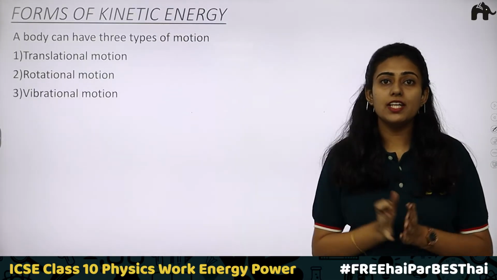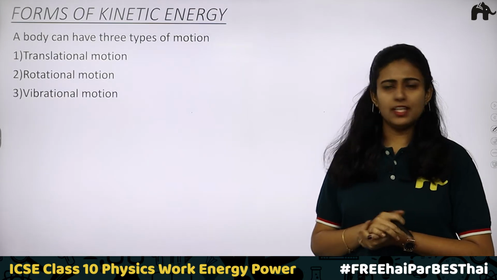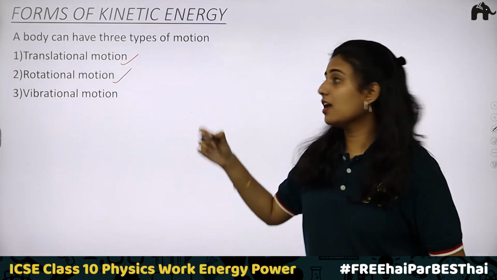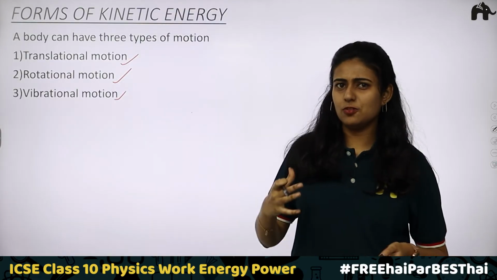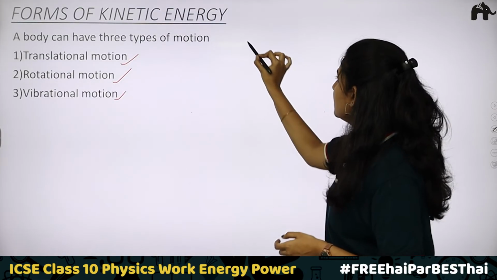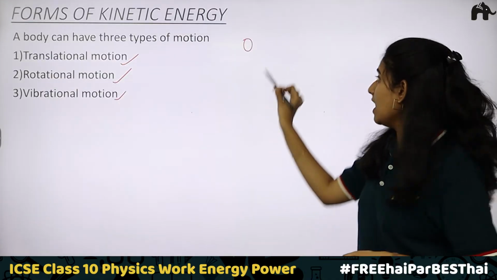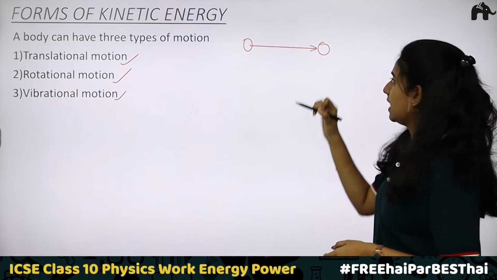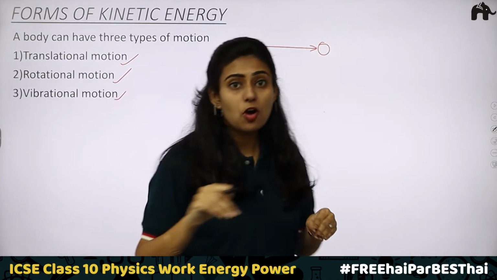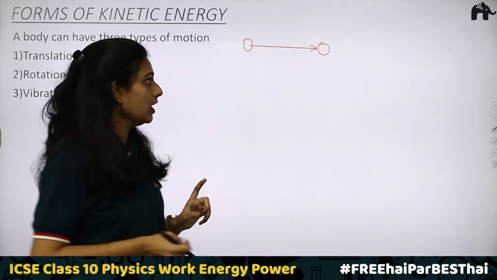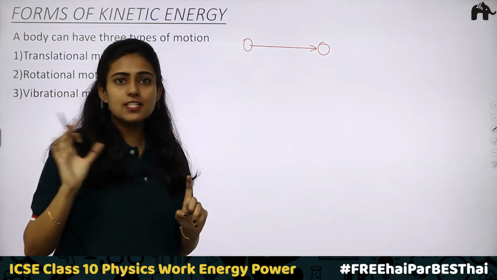We know that a body can move in different ways. There can be translational motion, rotational motion or vibrational motion. What is translational motion? For example, a car is moving along a straight road. This is the initial position of the car, and it is moving along a straight road to a new position. That is, the body is moving along a straight line. Then the motion is called translational motion. So, translational motion is the first type of motion.